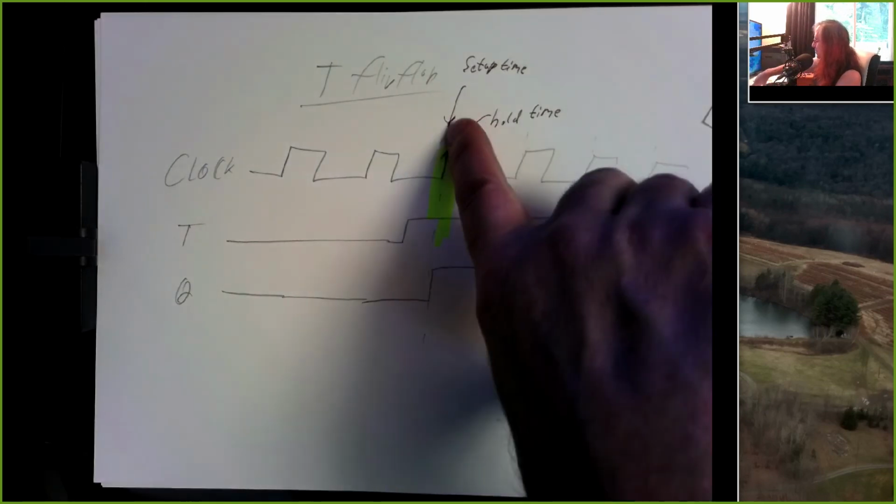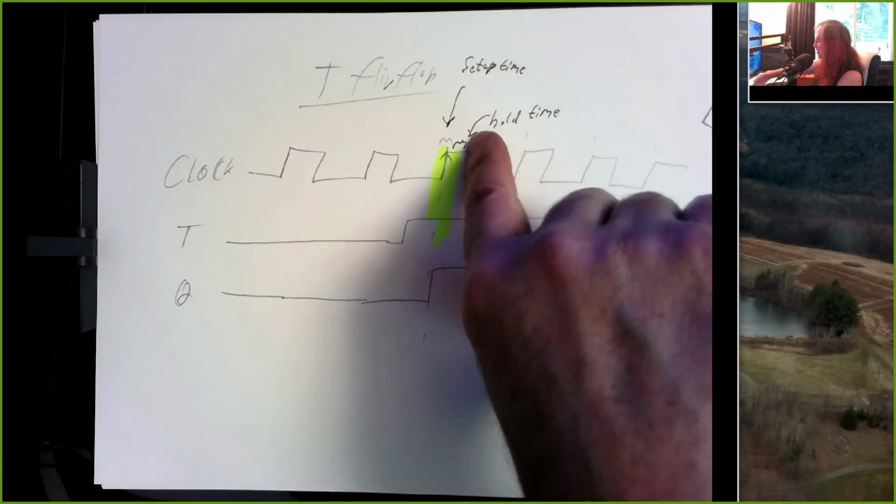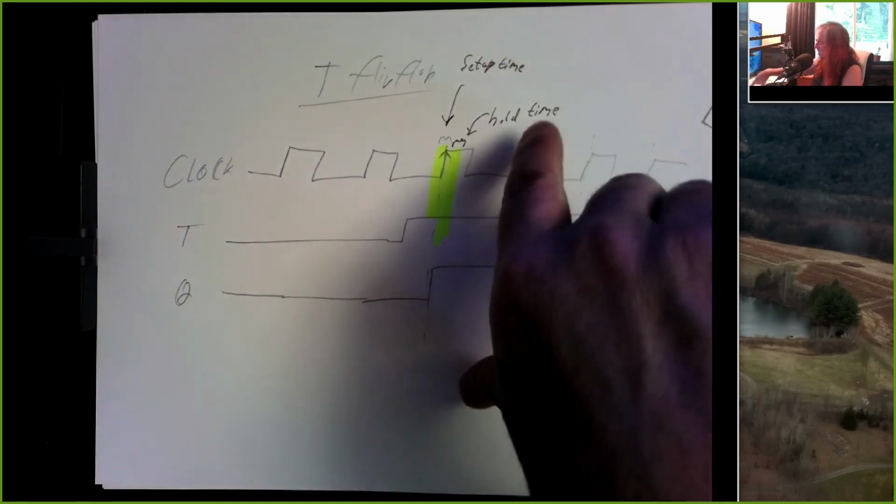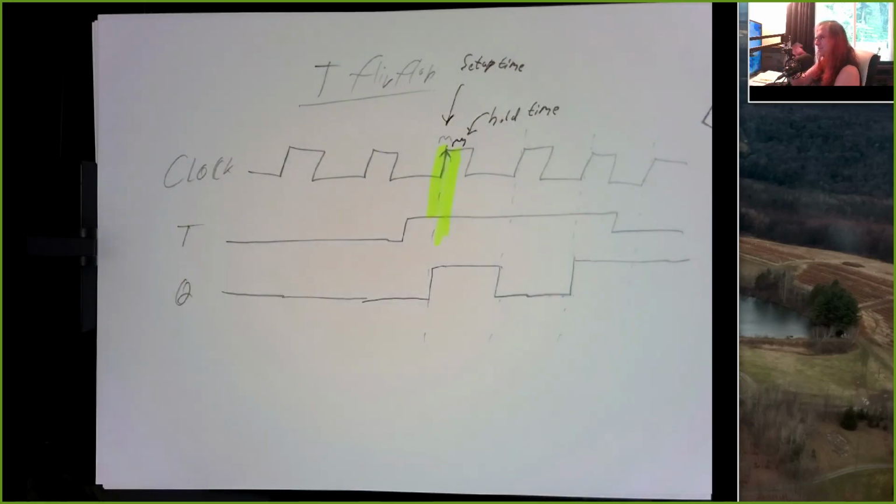But these will end up being critical times because these will affect how quickly we can run a computer. The clock speed of a computer is really a function of the setup and hold times and the propagation delays from inputs to outputs in the logic gates. And we'll take that apart in a lot of detail on Wednesday and see specific examples.